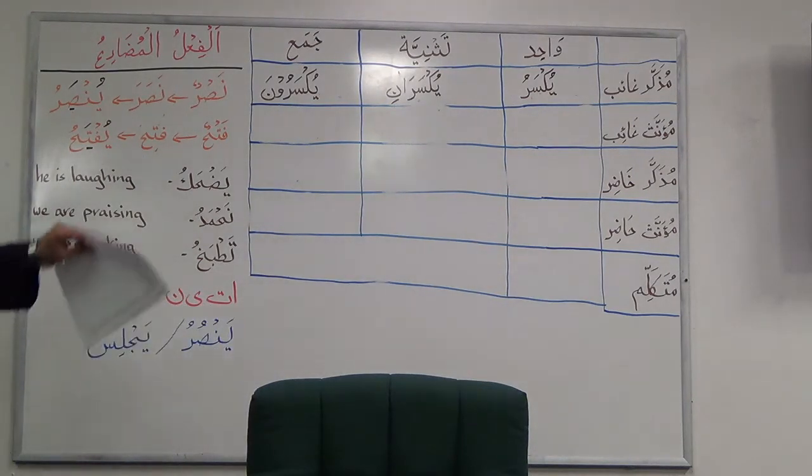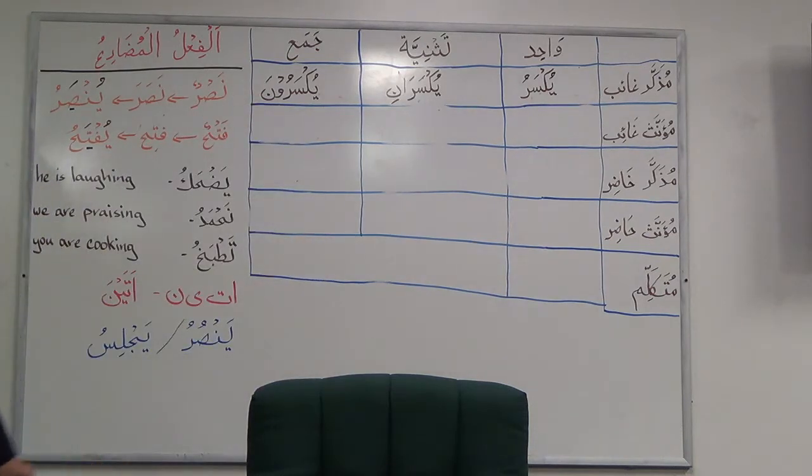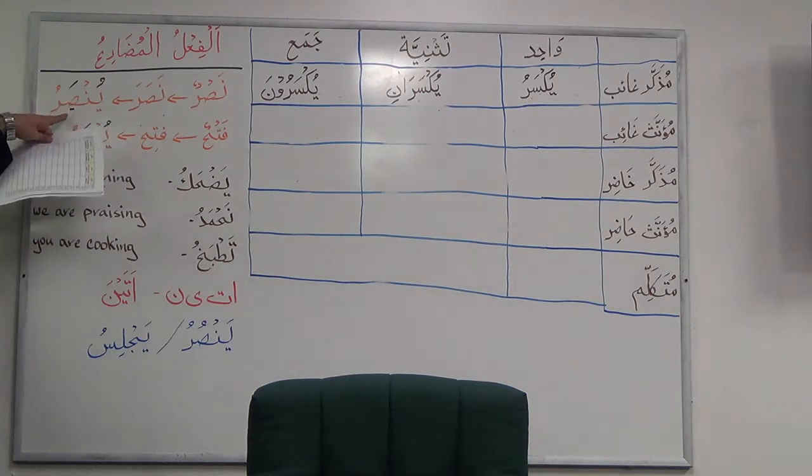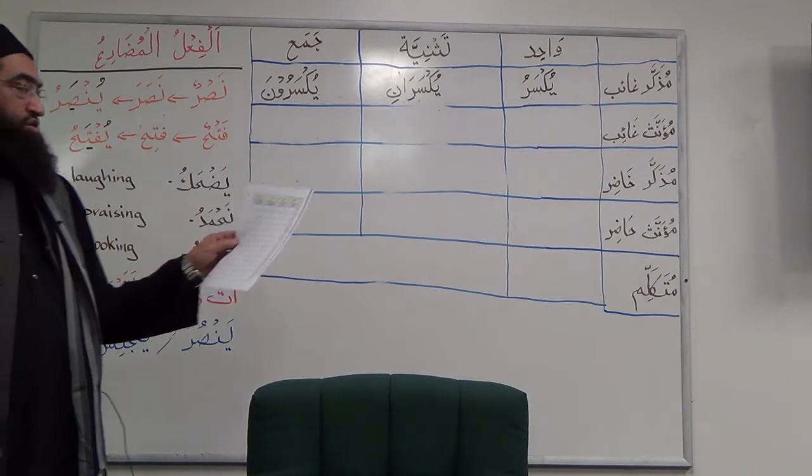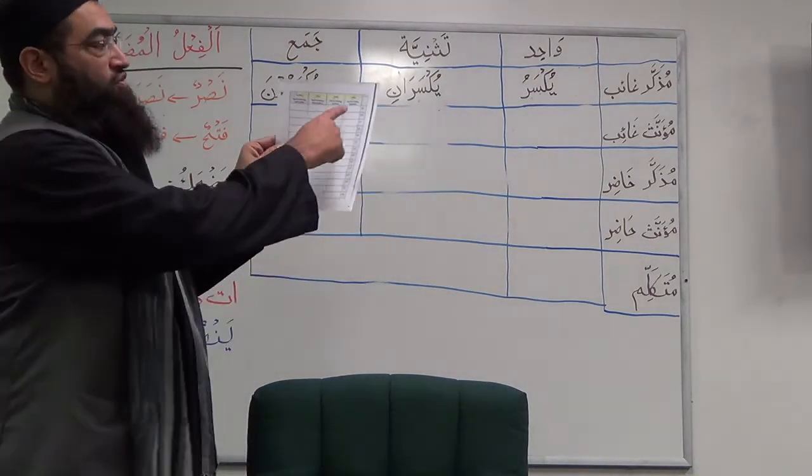So one of these letters, whatever they are, you're going to put a dhamma on it, and then on the ain kalima you're going to put a fatha. Sometimes it already has a fatha, like fa'ala yaf'alu, fatha yaftahu, and sometimes it's going to have a kasra, or sometimes it's going to have a dhamma. Yansuru becomes yunsar.